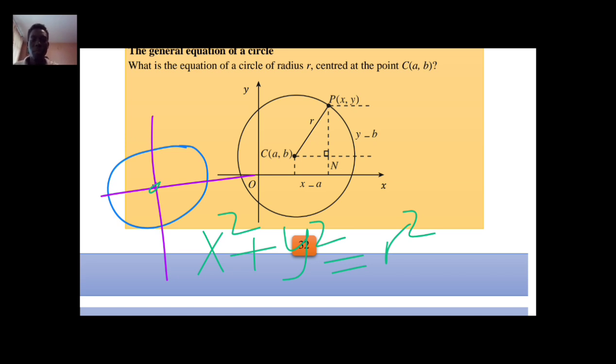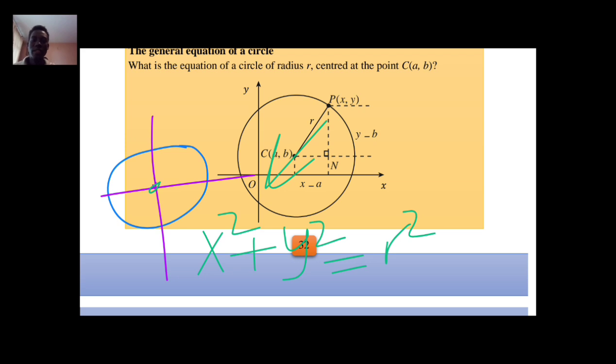So don't forget that, because you will be given just the radius. Assuming you are given that the radius of a circle is 25, find the equation of the circle. You just say x square plus y square is equal to r square. Then you substitute r with 25, and find the square of that 25 to give you the equation of a circle.